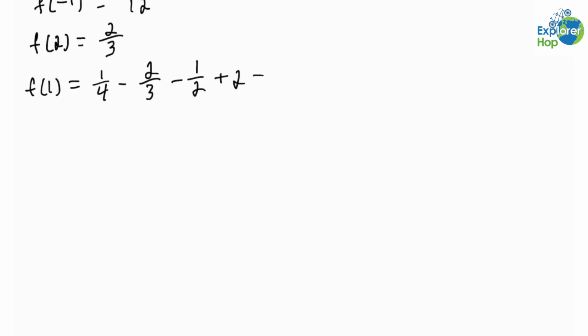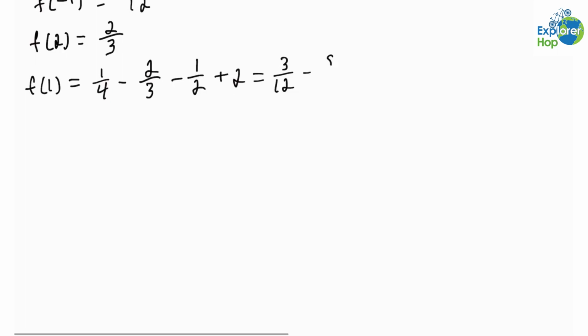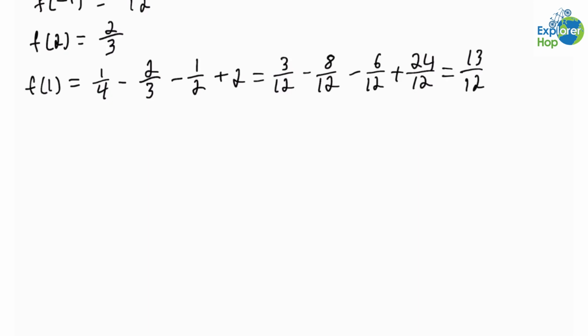And this is equal to 3 over 12 minus 8 over 12 minus 6 over 12 plus 24 over 12, which gives us 13 over 12. Now, comparing all the values we've obtained, we can see that the largest of these values is 13 over 12, and the smallest of these values is negative 19 over 12.